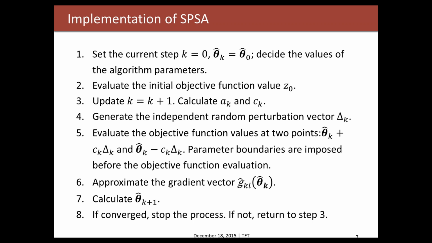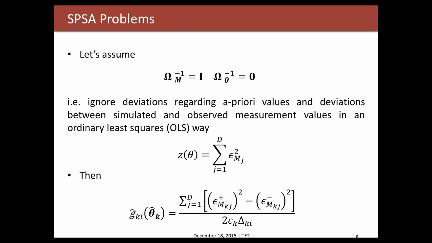We can compute the new value of the parameters given the approximation of the gradient, and if it's converging to a specific value that we define, we can stop the process. Otherwise, we go back to step 3. So now, what is the problem with this SPSA algorithm?